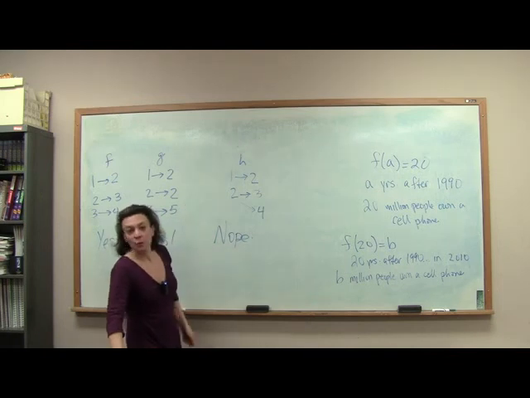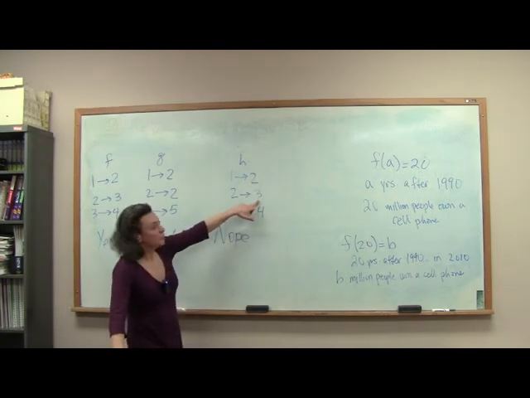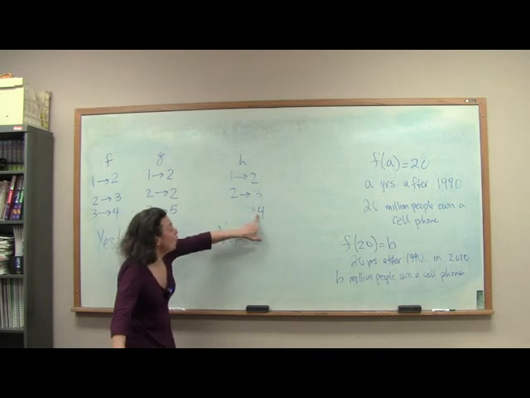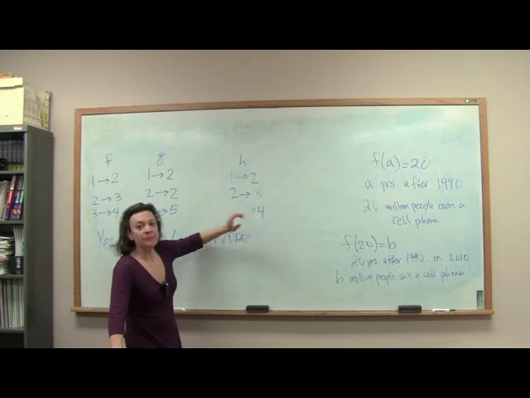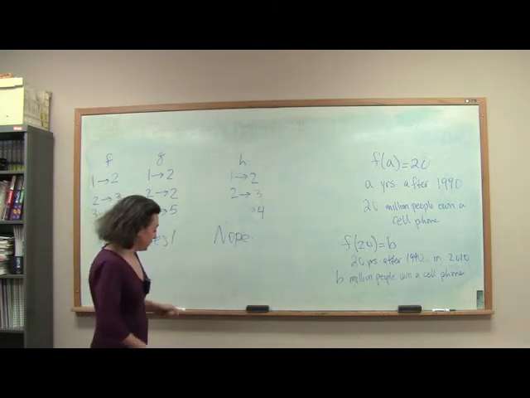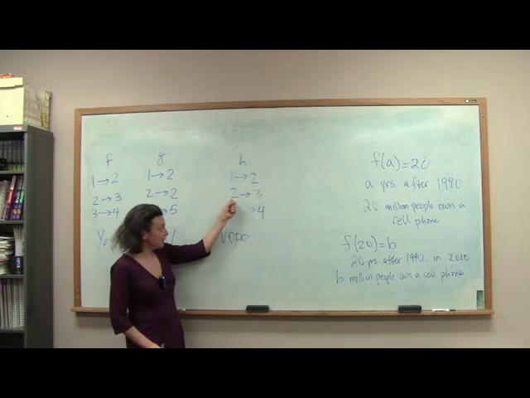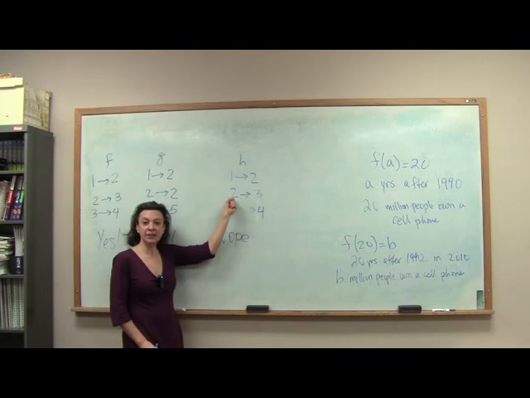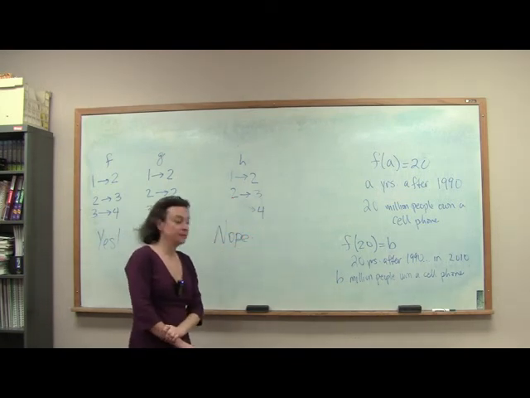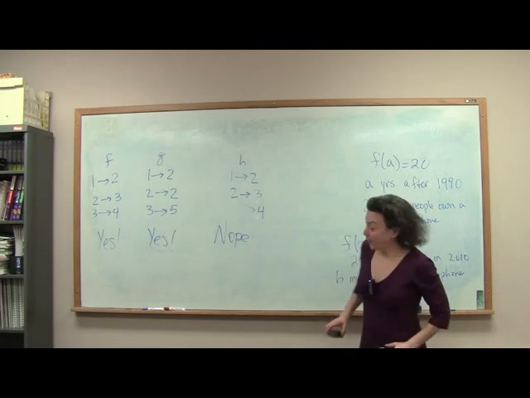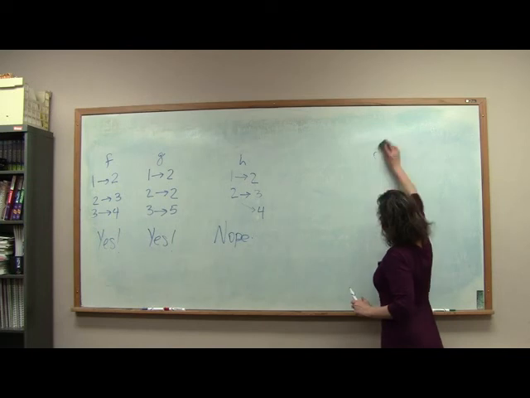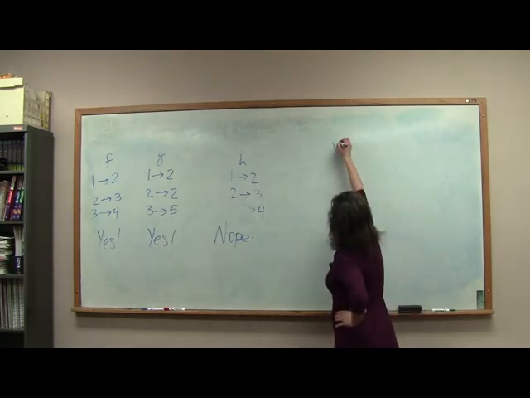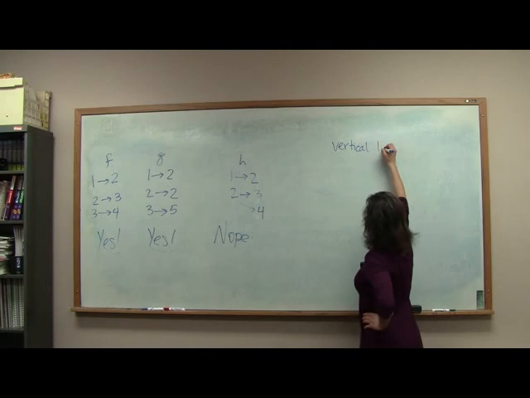1 goes to 2, we're all cool. 2 goes to 3, we're still doing great. Oh no! 2 also went to 4. And I claim that this breaks the definition of being a function, because each input goes to exactly one output, and here this input went to more than one place. On a graph, how would you be able to tell? We have what's called our vertical line test.